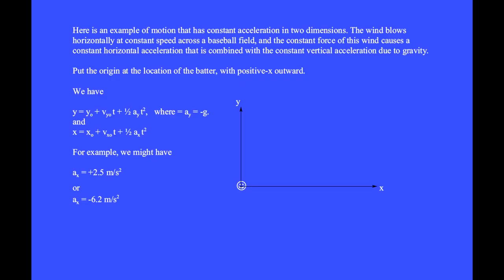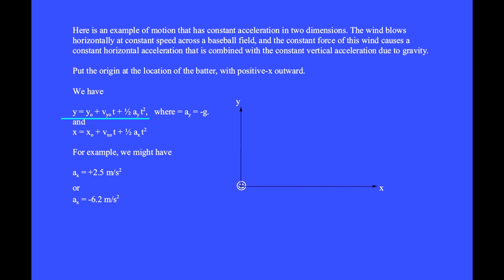Here's an example of motion that has constant acceleration in two dimensions. The wind blows horizontally at constant speed across the baseball field, and the constant force of this wind causes a constant horizontal acceleration that is combined with the constant vertical acceleration due to gravity. Put the origin at the location of the batter with positive x outward.